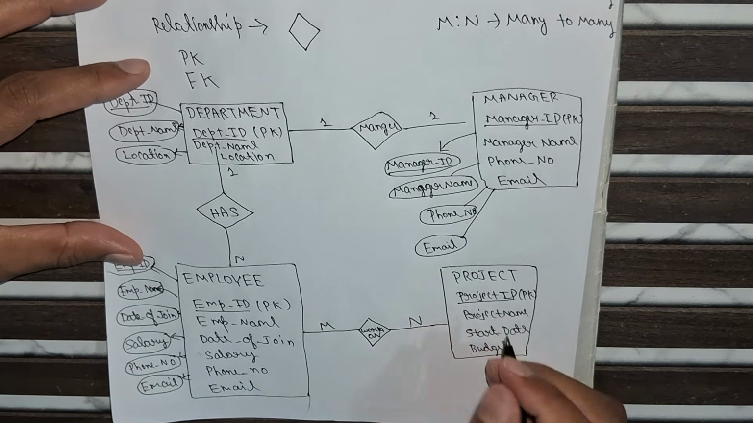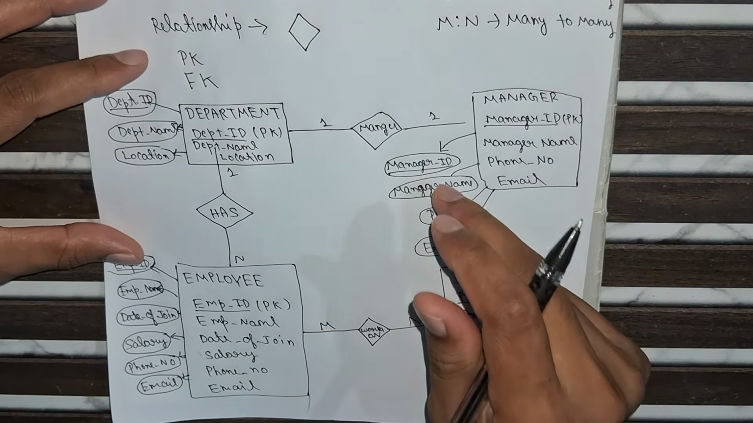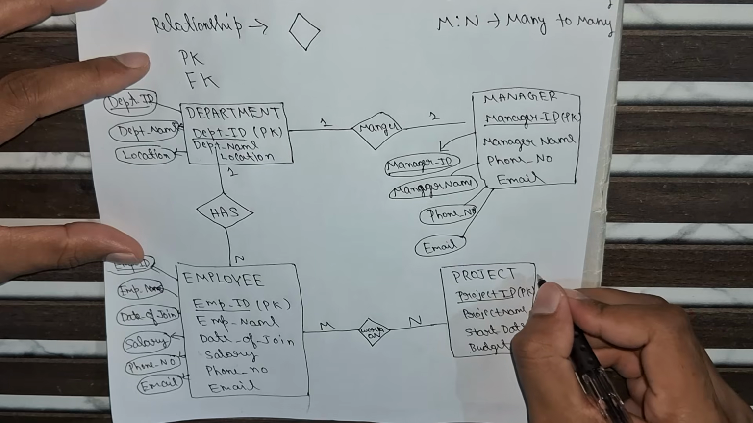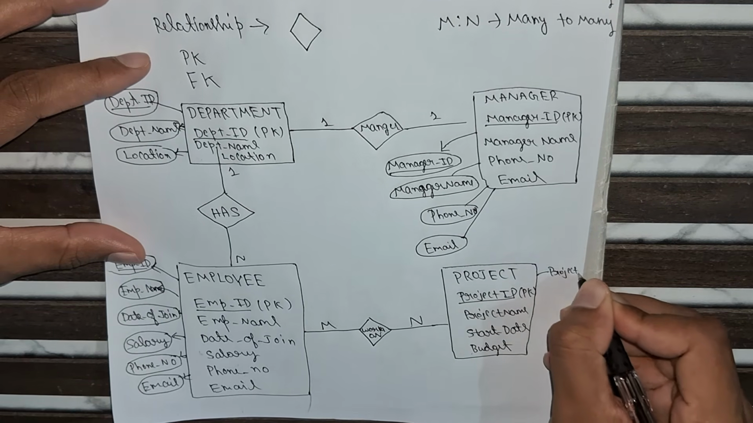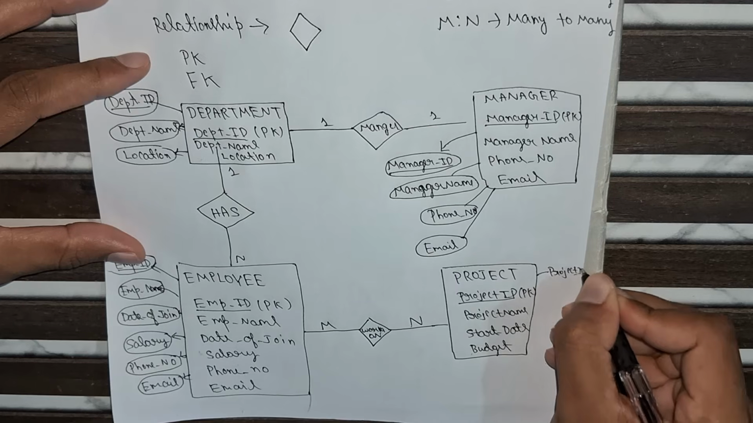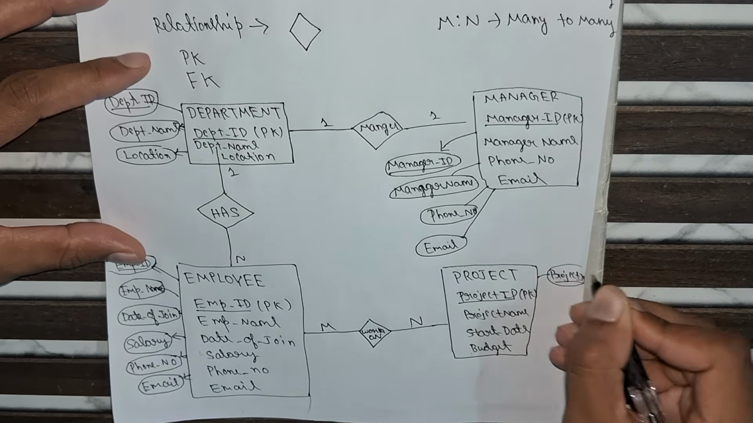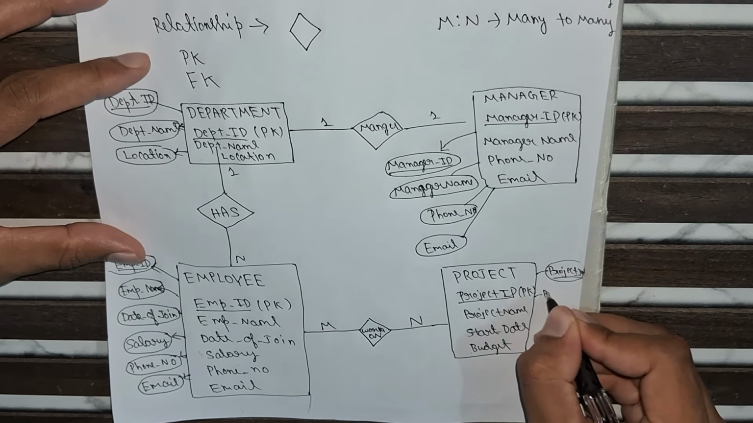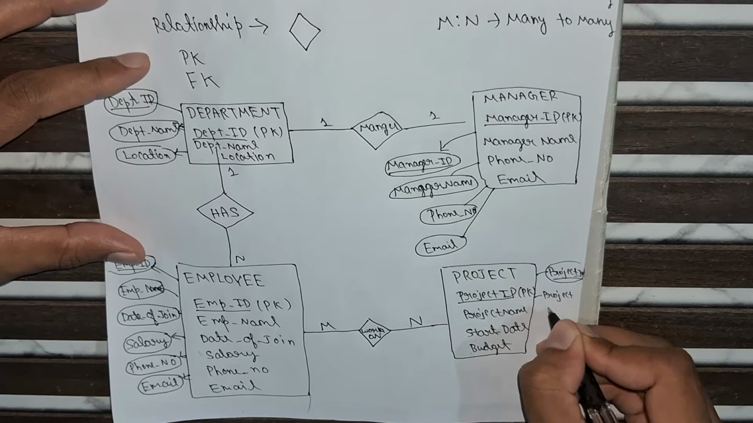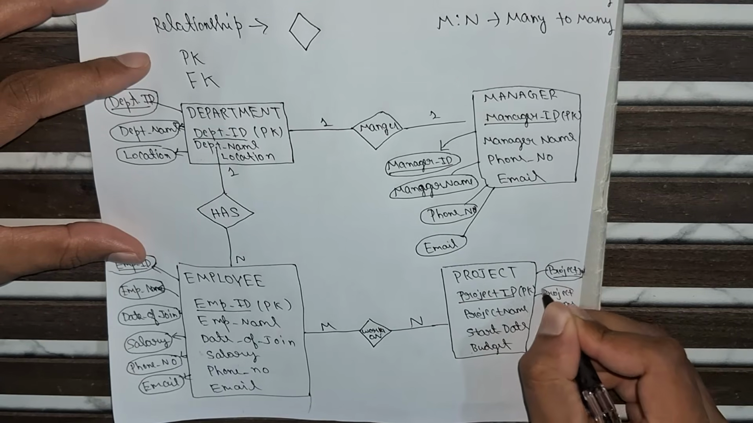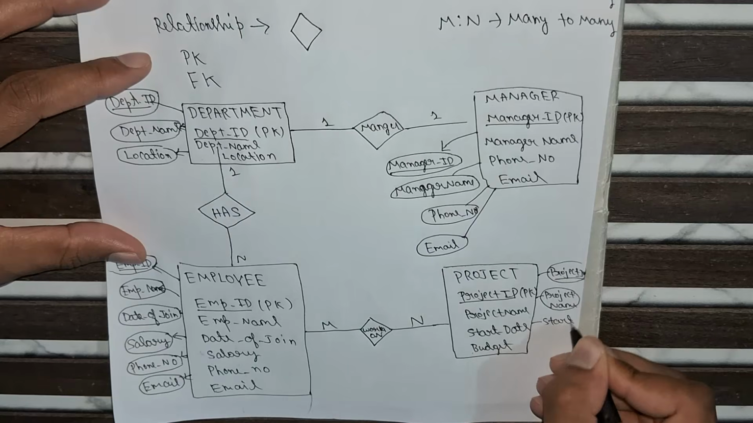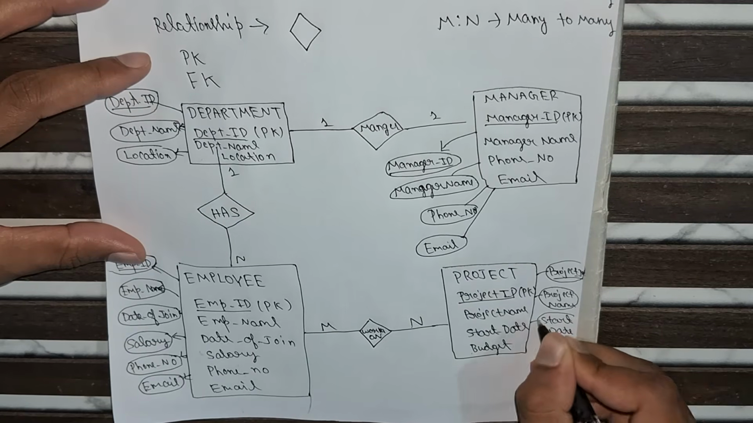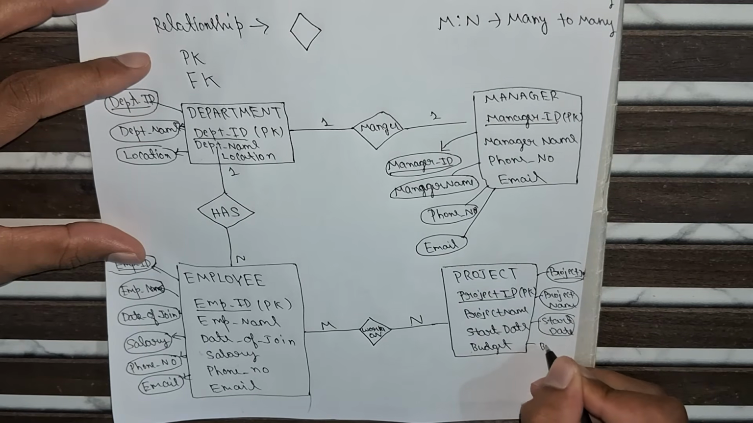Now its attributes we will write under the oval shape. So project ID, this is underlined, then project name, then start date, then the last one, which is budget.